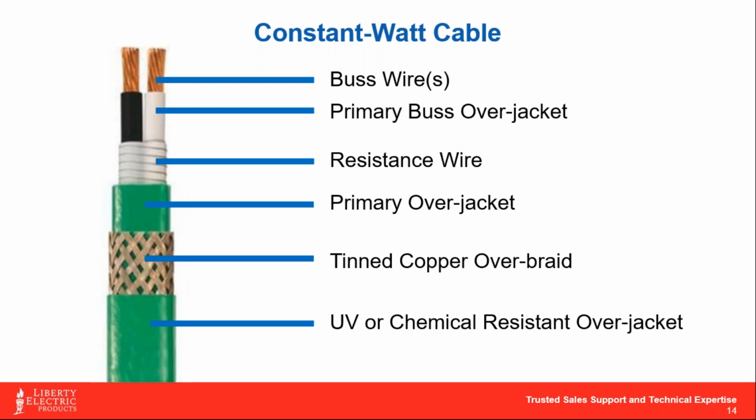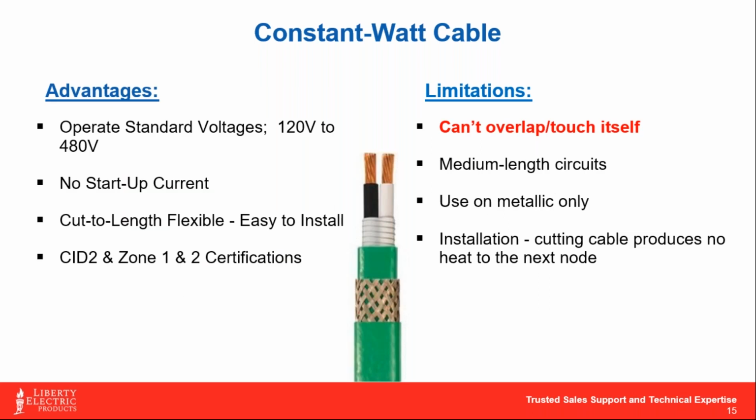But, again, the tighter the winds on that resistance wire, the higher heat output you get. Or I should say that the less spacing in between each of those winds will ramp up the heat. If you see them further apart, you can usually tell it's a lower wattage output cable, but obviously when in doubt, just look at the stencil on the side of the cable itself to get identification on watt per foot. And of course, you've got a primary over jacket, tin copper over braid, and then, usually for industrial applications, a UV resistant Teflon coated jacket.